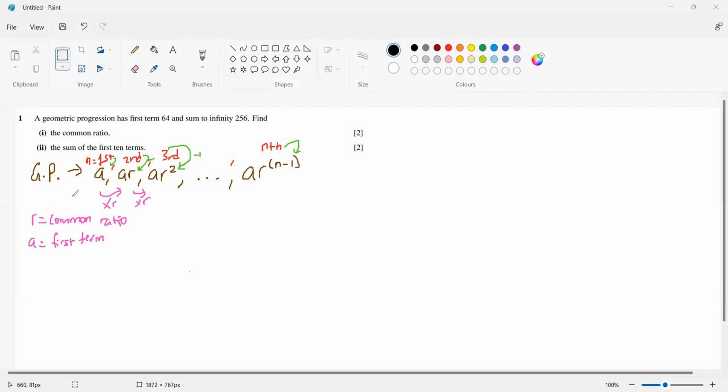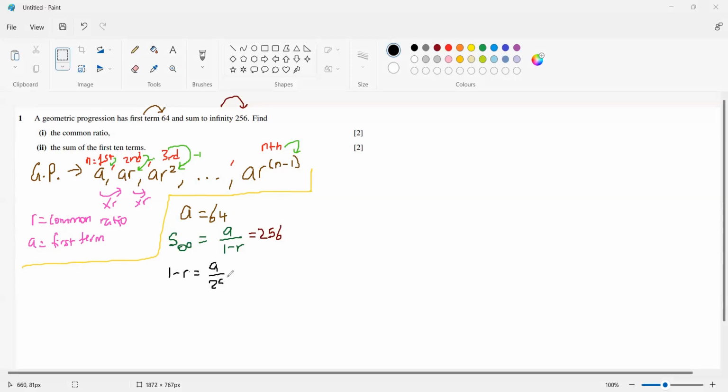So how do you find the common ratio for this? We read back the information. They say that the first term is 64, so immediately we know that A is 64. Sum to infinity is a special formula, and I'm just going to use the formula straight up. S infinity is A over 1 minus R. This is given as 256, so we can use this to find R.